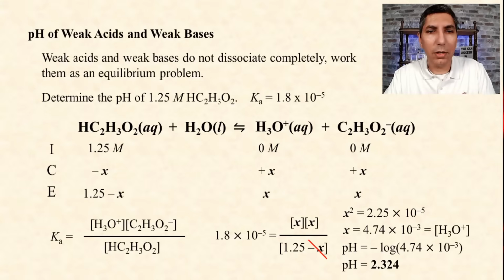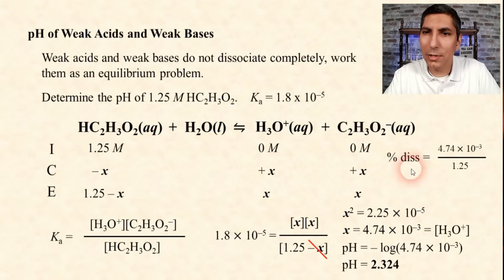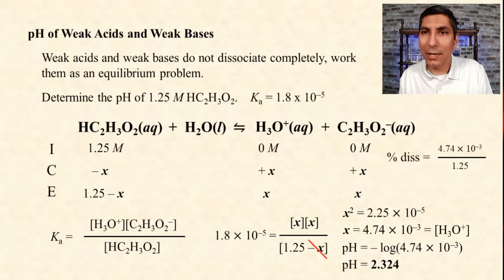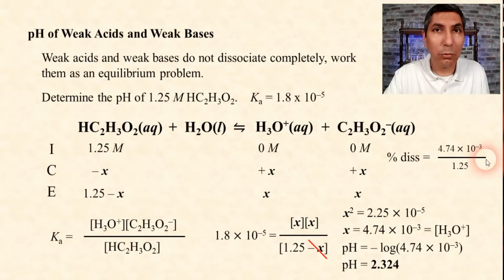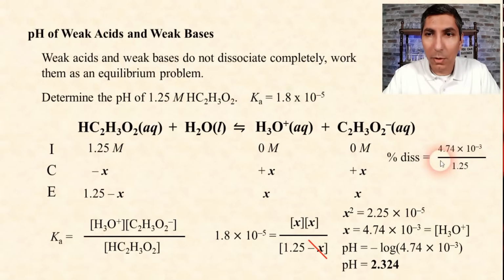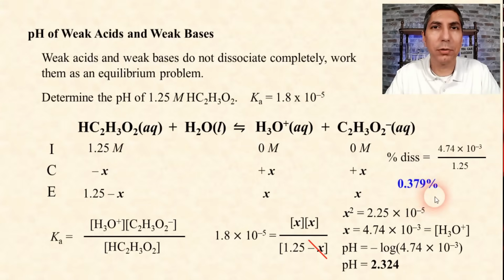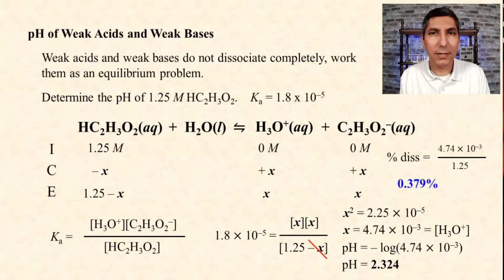Now, let's do one little calculation here. Let's calculate the percent dissociation. So the percent dissociation is where you take the hydronium ion concentration. In the case of a weak base, it would be the hydroxide concentration, but it's hydronium here, divided by the initial concentration of the substance, which is 1.25. Of course, times 100. I ran out of room here, so that's why I didn't put the times 100. But when you find the percent dissociation, it's about 0.379% dissociated. And that makes sense because this is a weak acid. You would expect it to have a very low percent dissociation.